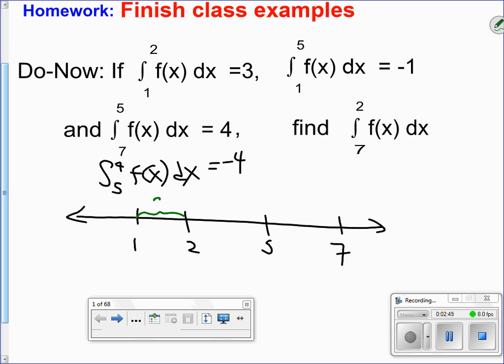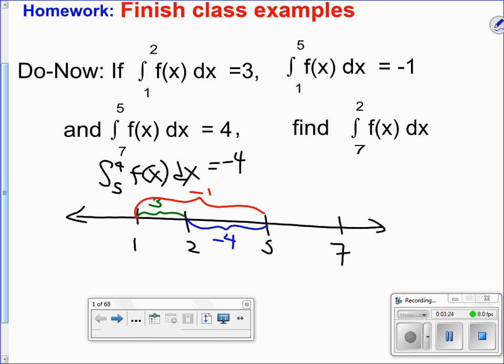So we fill in the 3 from 1 to 2, 1 to 5. So from 1 to 5, it's negative 1. And so one of the properties of definite integrals is you can just add them. It's like the sum of the parts equals the whole. So just from those two, what do we know the definite integral has to be from 2 to 5? Negative 4, right? Because 3 plus negative 4 equals negative 1.